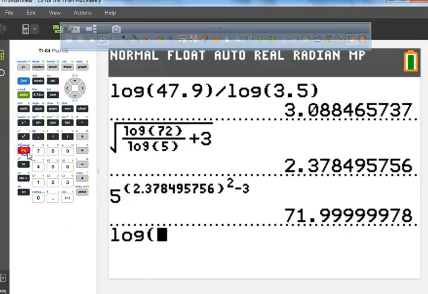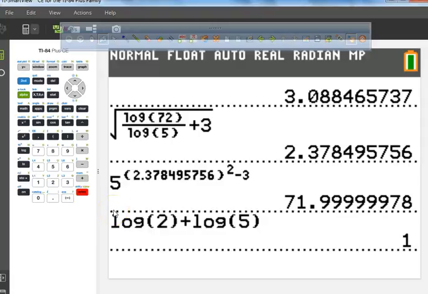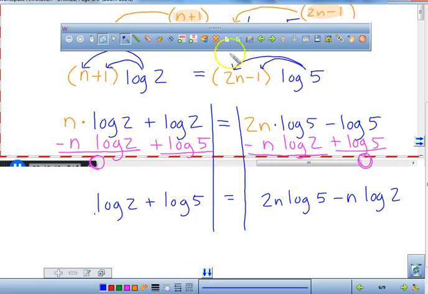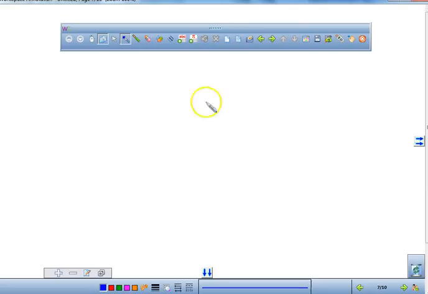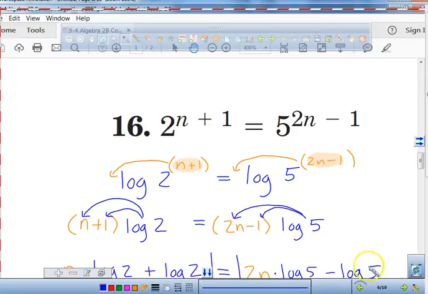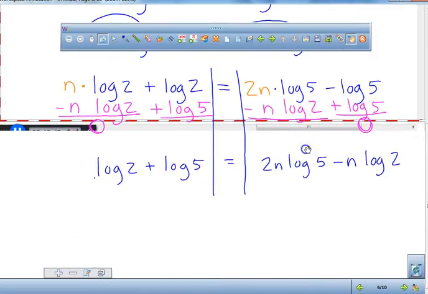Where's my log? There it is. Log 2 plus log 5. Let's just press enter. Here's the rule. If I have a log, and I have a base, I have that same base, and that's the power of 1, that's 1. That's the rule. So we're going to go and finish this problem now.